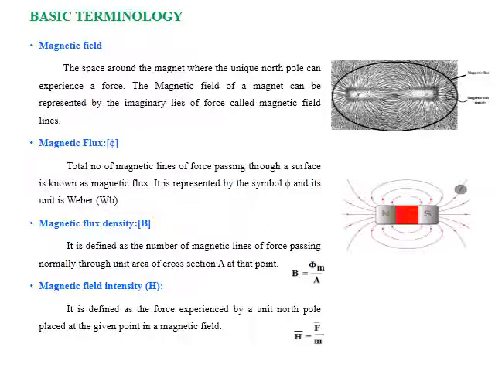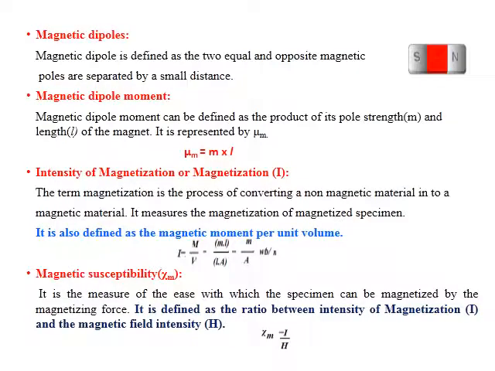The next important parameter we have to understand is the magnetic field intensity. It is also a vector, and it represents a unit north pole experiencing a force when it is placed in a magnetic field. So it is a measure of magnetic force.